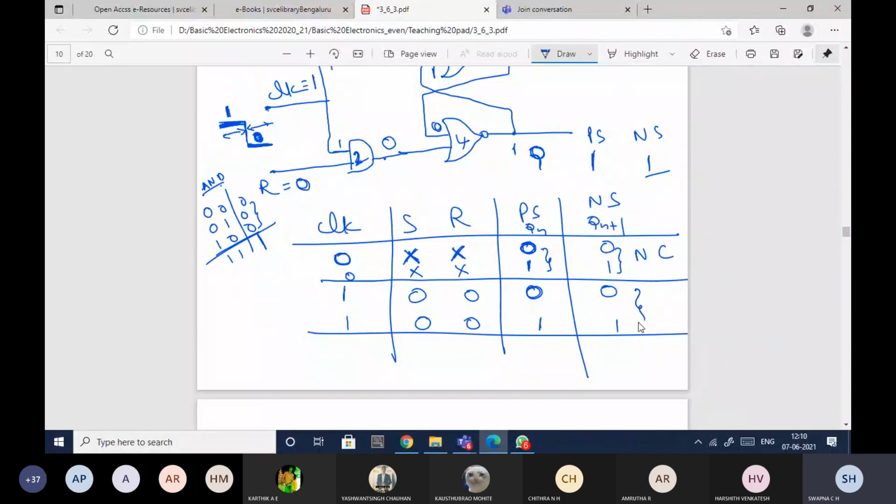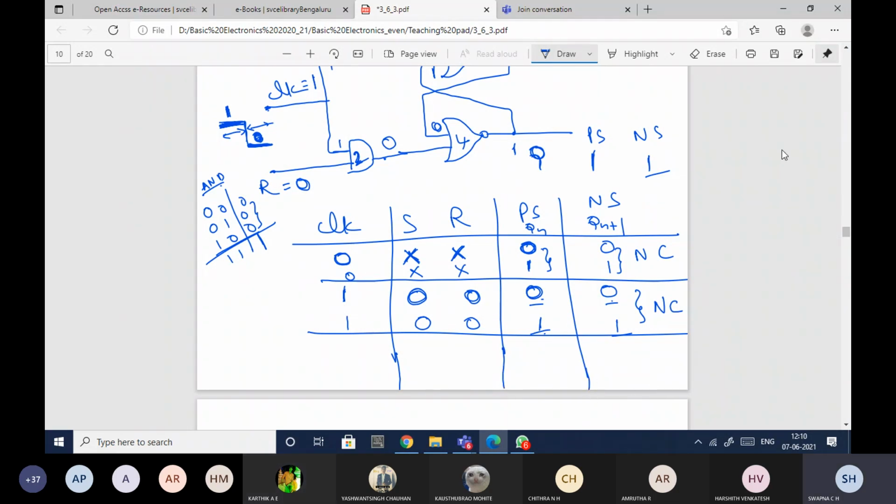So from this I can say that when clock is equal to 1, S value is equal to 0 and R value is equal to 0, whatever might be the present state, the next state is not changing. If the present state is 0, the next state is also 0. If the present state is 1, the next state is also 1. So I can write this as no change, NC. Hope this state is clear to all of you.